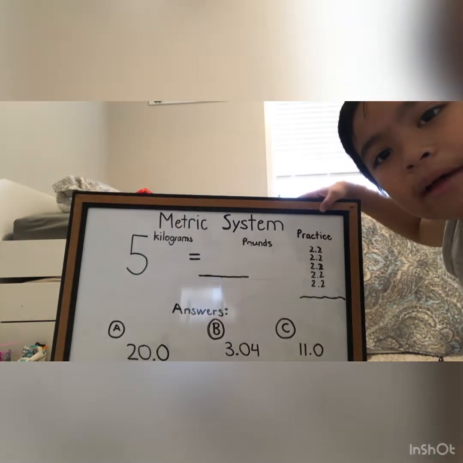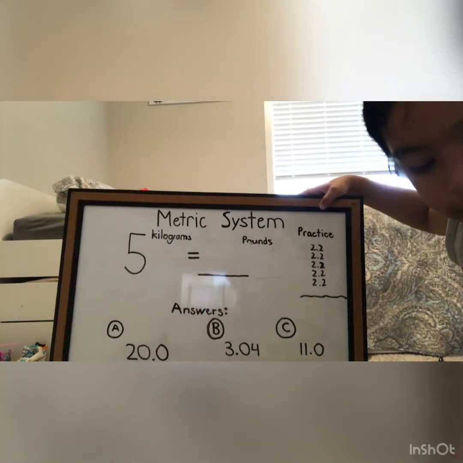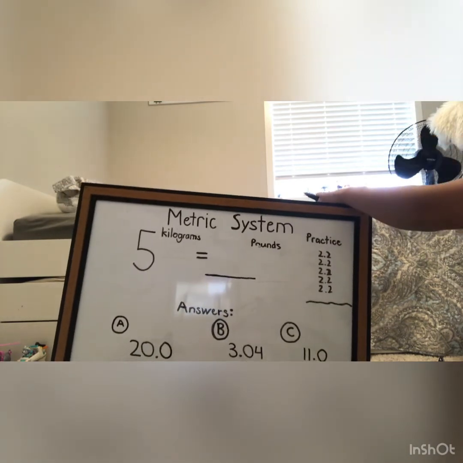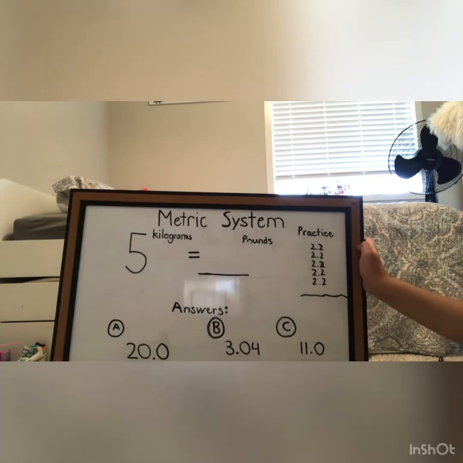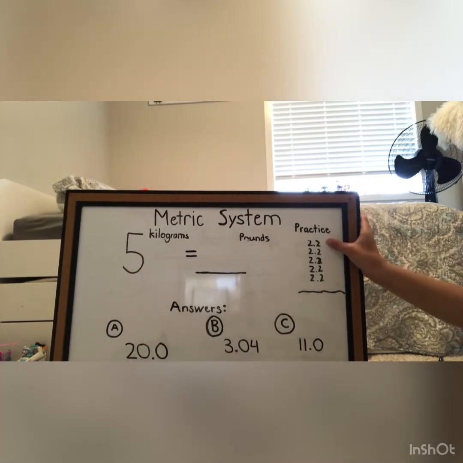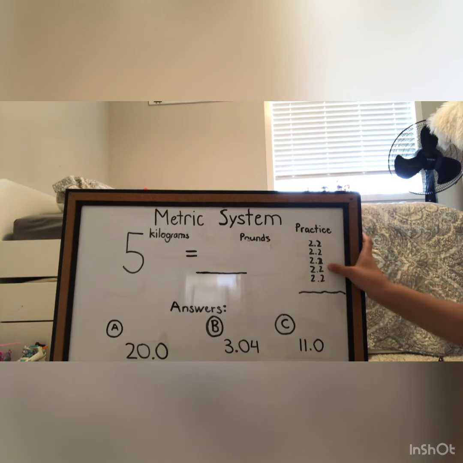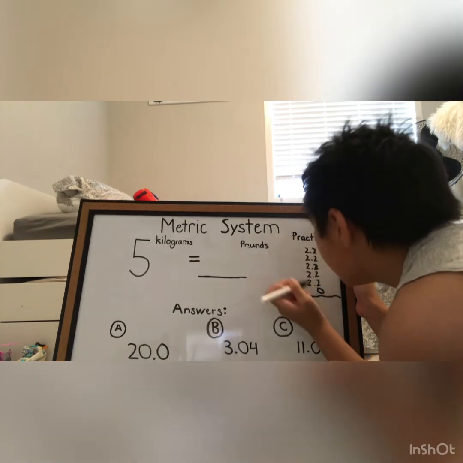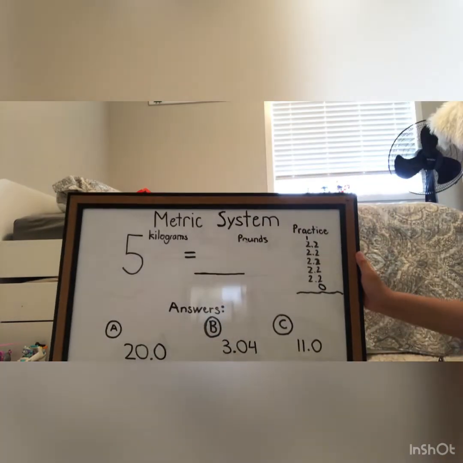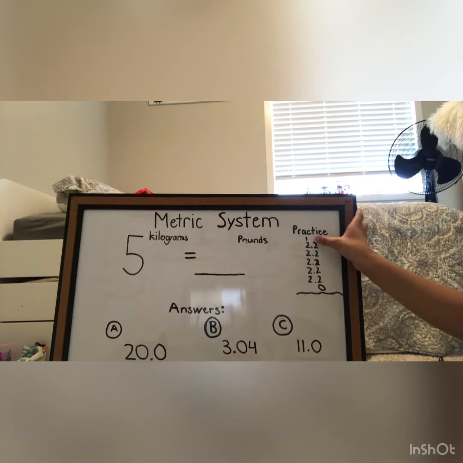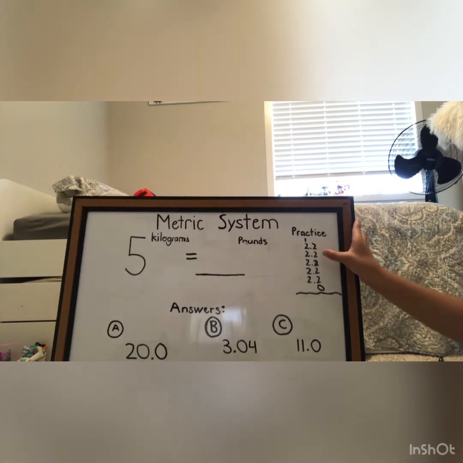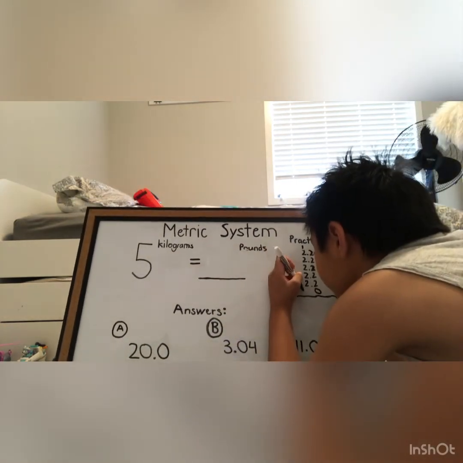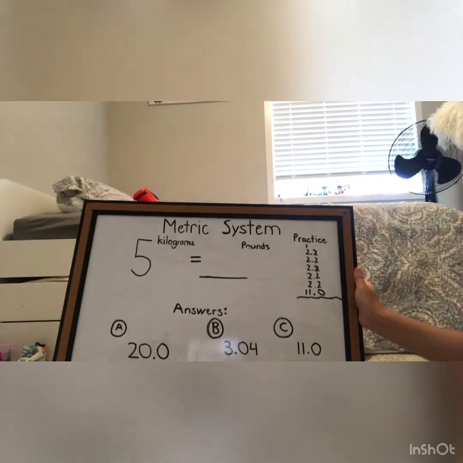So here I am near the practice. Yes. So here it goes. 2, 4, 6, 8, 10. So I put a 0 and a 1 on top. 2, 4, 6, 8, 10 plus 1 equals 11. You see?